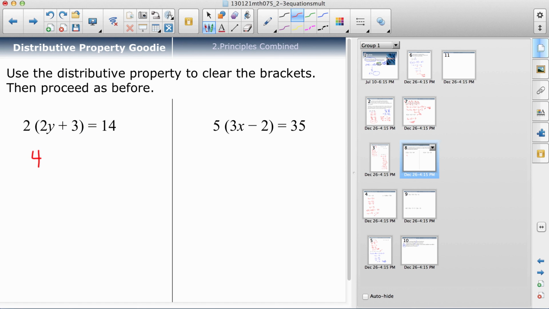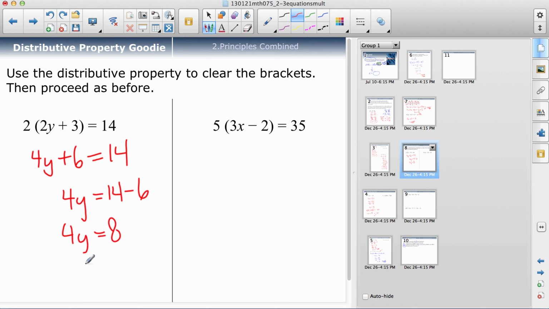So this will be, if I multiply the 2 through, I get this, and then subtract 6 from both sides. So you get 4y is equal to 8. Divide both sides by 4. You come up with 2. Make sure you check your answer.